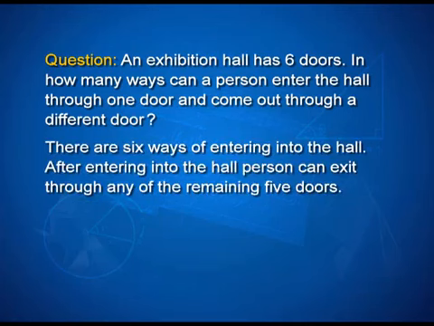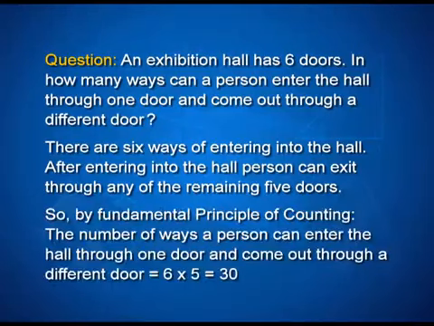Again, I guess you would have already understood what you have to do. If a person enters through one particular door, then for exiting, he has how many possibilities? 5 different ways. And there were 6 possible entrances. So, the entrance can be done in how many ways? 6 ways, whereas the exit can be done only in 5 ways. And therefore, by the fundamental principle of counting, the total number of possible ways of doing so will be 6 times 5, which is nothing but 30.